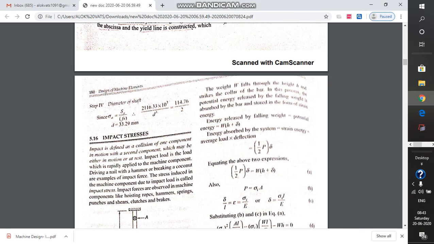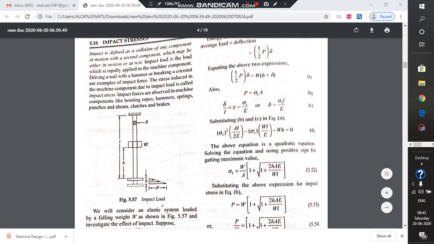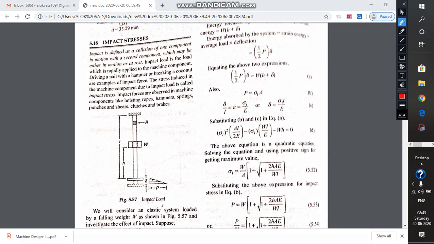Very good morning. In this video, we are going to discuss the mathematical treatment, or the mathematical analysis, of the impact stresses, because up till now we have only described the differences between the static, gradual, and the impact stresses, and now we are going to deal with the mathematical analysis of the impact stresses.